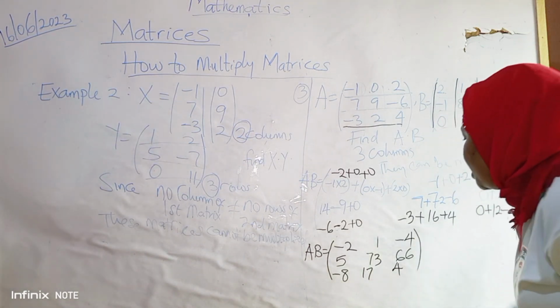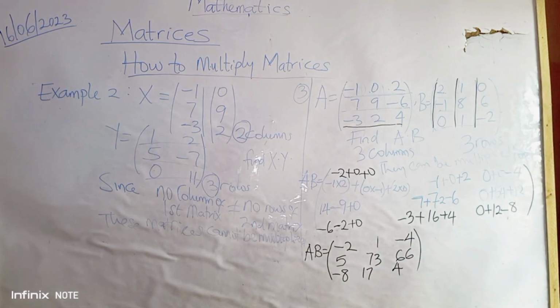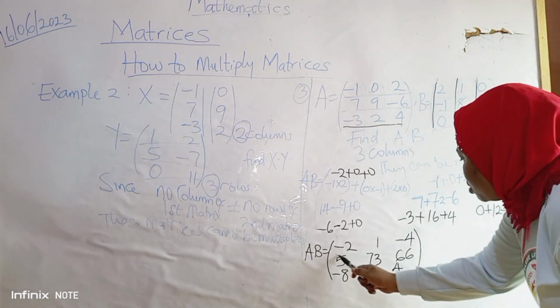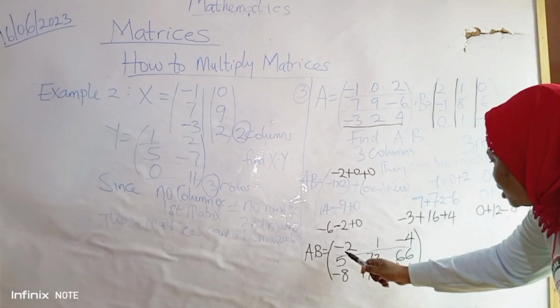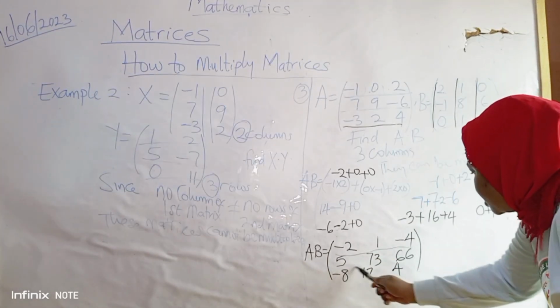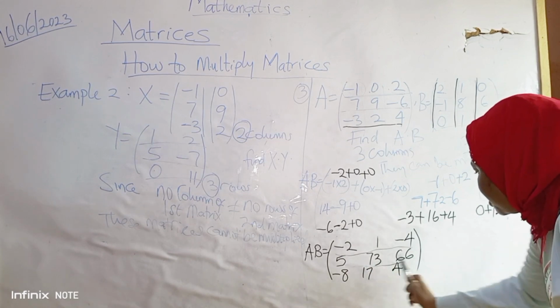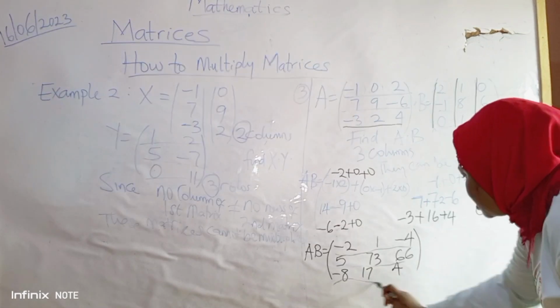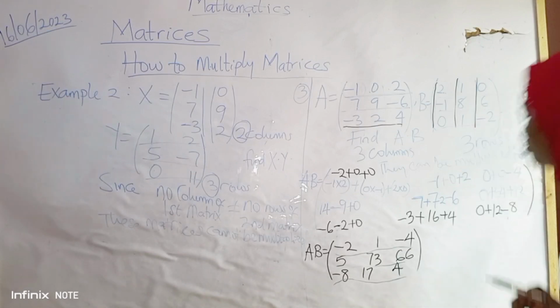So now you can say my AB is equal to, row 1 is minus 2, 1, minus 4. Row 2 is 5, 73, 66. Row 3 is minus 8, 17, 4.